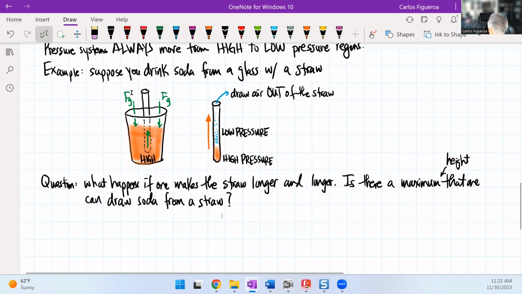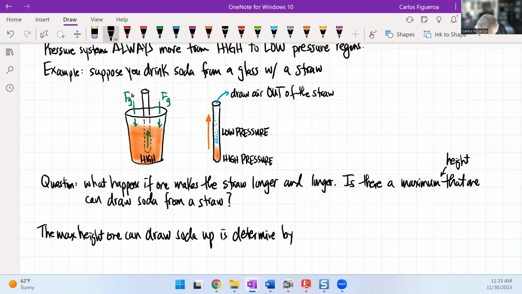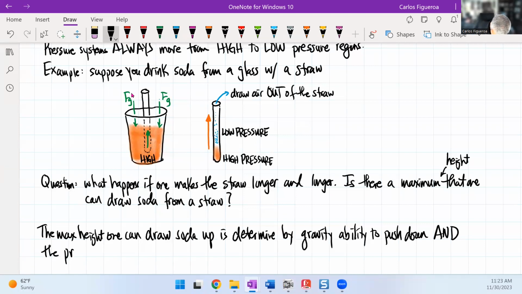And the maximum height one can draw soda up is determined by gravity's ability to push down and the maximum pressure difference.